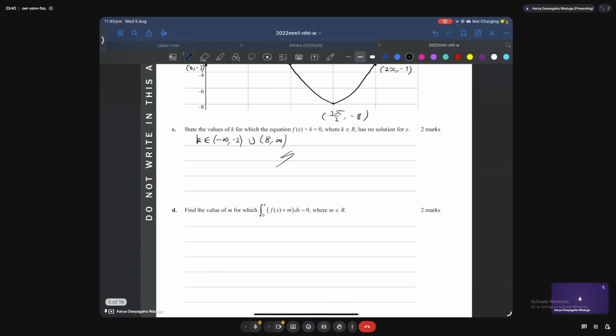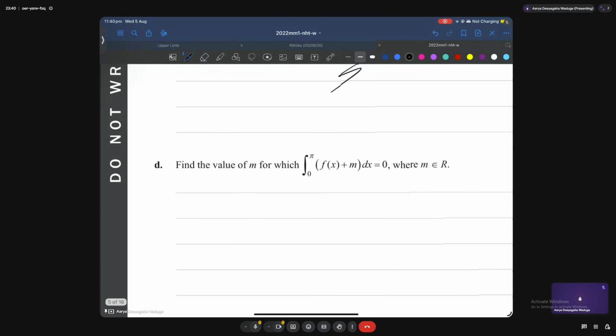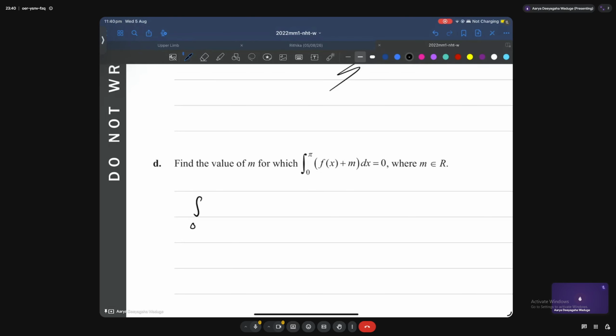Find the value of m for which it's 0, from 0 to pi. Okay, so this is very nice. We're going to get from 0 to pi. We know that f of x is 5 sine x minus 3. And then we know that the plus m is essentially just a line m being multiplied by, it's like a rectangle of a height m and a length of pi. So we know it's just going to be plus m pi here. So I'm just going to keep this like this, and this is going to be m pi is equal to 0.